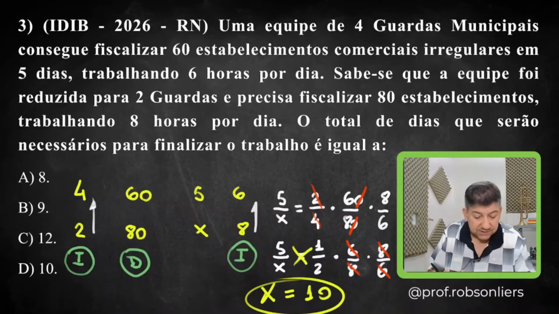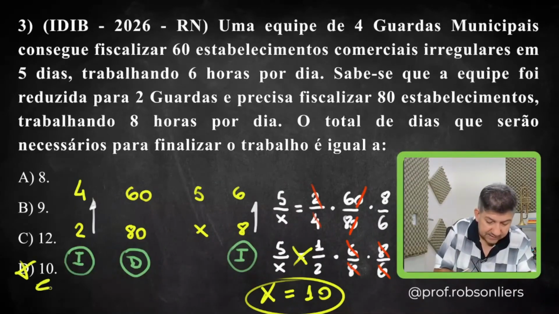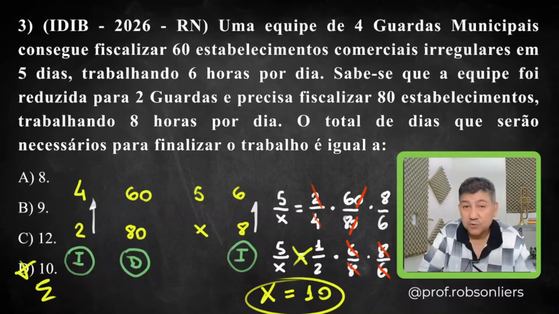The total number of days needed to inspect the work is equal to what? It's equal to 10 days. Whoever chose option D here got the question right. So, let me know in the comments if you solved it differently than I did.